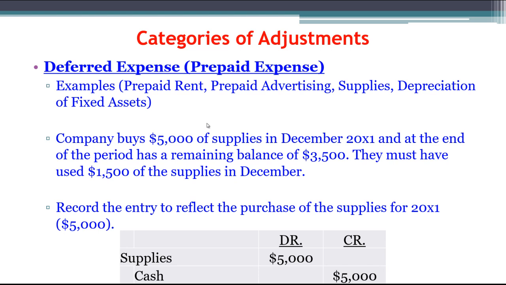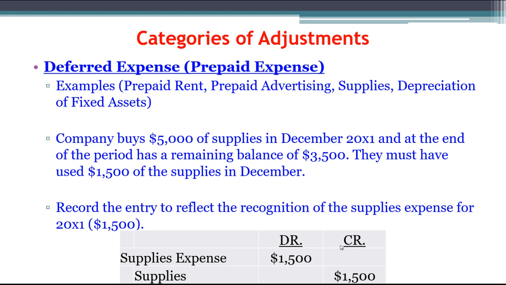Let's look at supplies. That's a common one that virtually every company has. Here they buy $5,000 of supplies in December of year 1, and at the end of the period they have a remaining balance of $3,500. Assuming nothing else happened, they must have used the $1,500 difference in December. So here, when we first bought the supplies, again, this is not an adjusting entry. You can see it has cash. We debit the supplies asset for $5,000 to increase it. We credit the cash to decrease that because we paid cash.